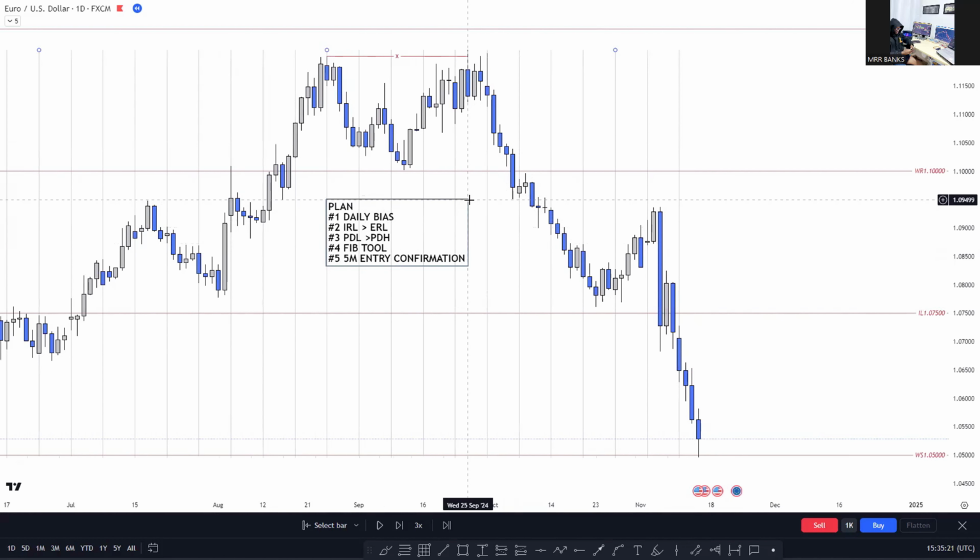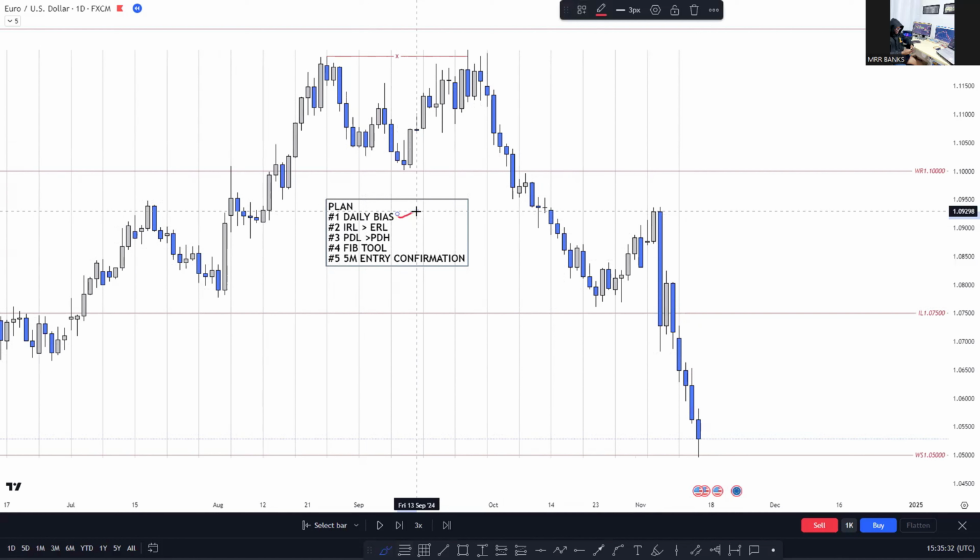my trading plan, which consists of 5 things that I actually consider before taking a trade in the forex market. The first thing is my daily bias, how I'm able to mark out my daily bias. Then the second thing is for me to identify my internal and external range liquidity. Then the third thing becomes my previous day low and my previous day high. Then my fourth confluence is to combine or wait for pullbacks on my Fibonacci retracement tool levels. And the last thing is to pick my entry from the 5-minute time frame. So let's dive right back into the video.